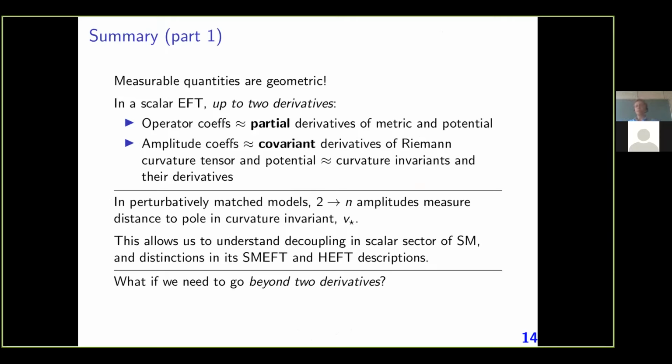So that's about it for part one. So that's field redefinitions without derivatives. And maybe at the end of this slide, if you had any pressing questions, that would be a good point to ask.